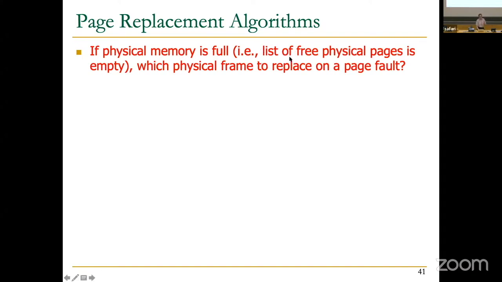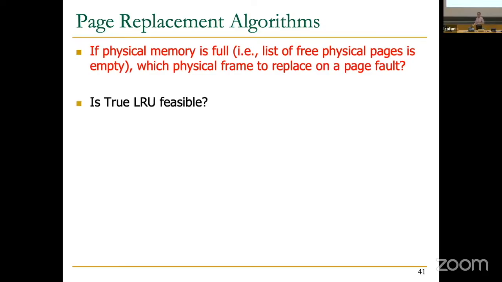Usually you have a free list of physical pages. These are operating system data structures. The operating system actually keeps track of these. You can potentially cache these in hardware, just like we've been caching stuff in hardware. But essentially, it's possible to keep track of these.